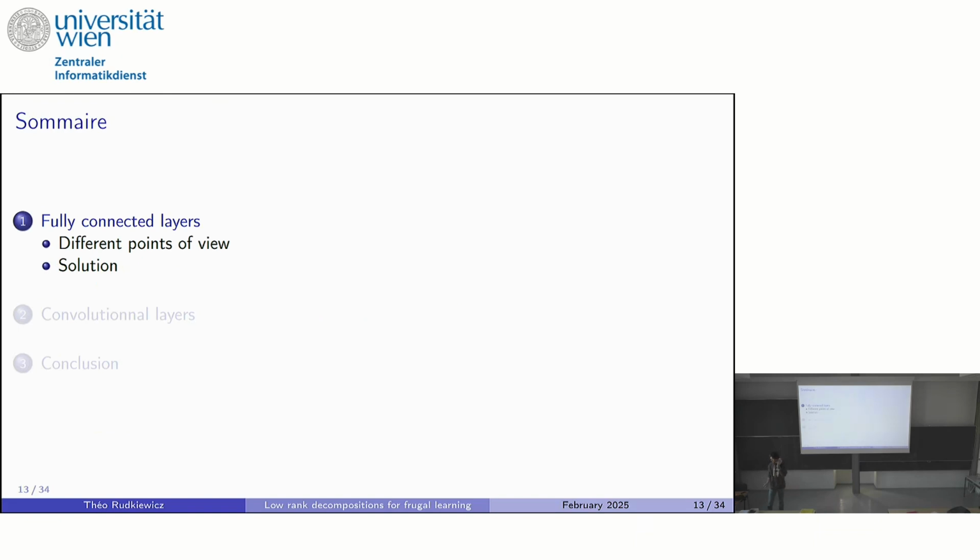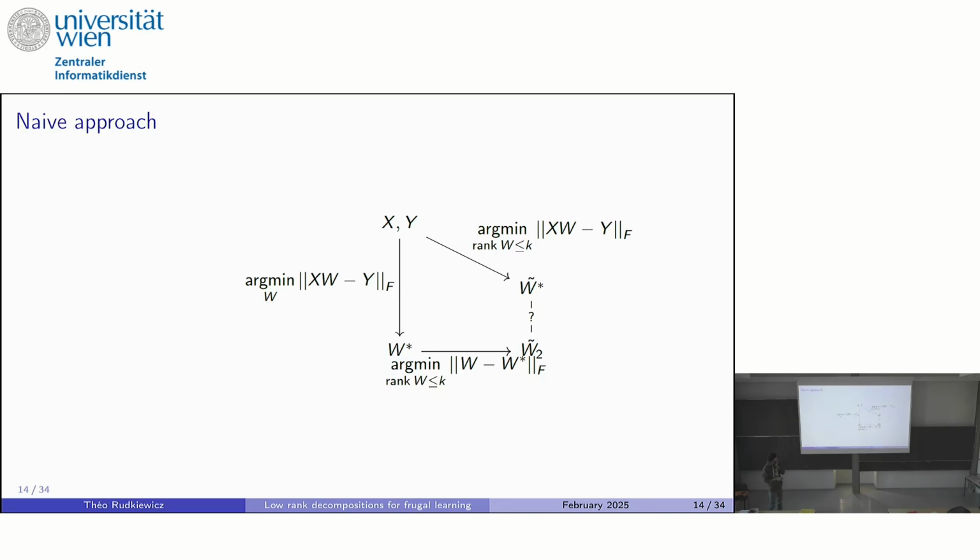Okay, so how do we solve this problem? The first idea is to first compute the full rank solution and have W star, and then approximate the full rank solution with a low rank matrix. And here the result won't necessarily be the same, and it's for the same reason as we used a data-dependent norm in the case of neural network compression. It's because all the directions are not equivalent, and all the directions don't have the same importance.